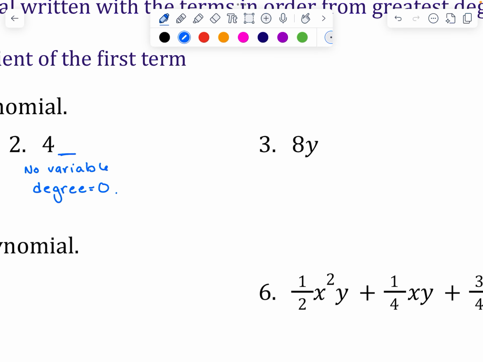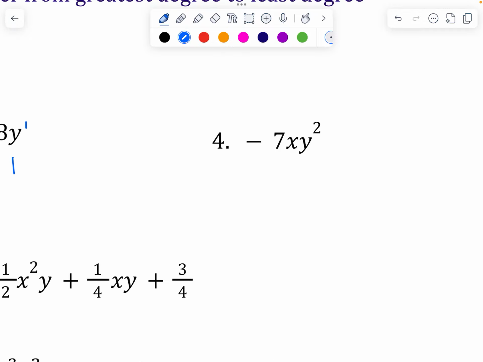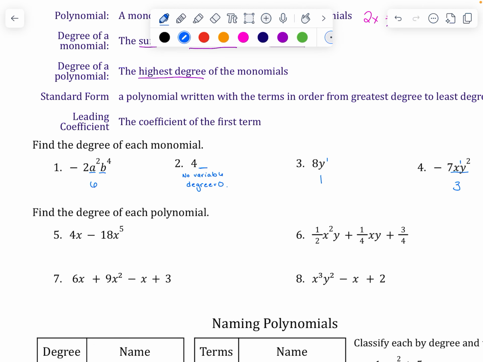Number 3, I do not see an exponent, so we have 8y, but my exponent is going to be 1, so my degree is just 1. So if there's just one variable, it's just the exponent of that. Number 4, we have negative 7xy squared. So again, we're only looking at the variables. So I have an exponent of 1, exponent of 2, so my degree is going to be 3. So all we have to do when there's more than one variable there, we just add them together. So that's finding the degree of a monomial.